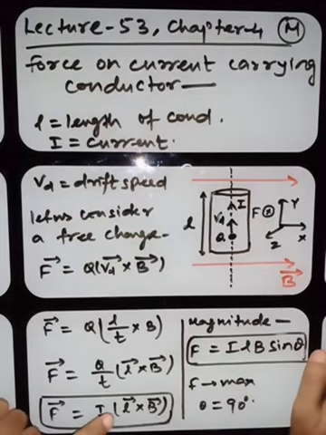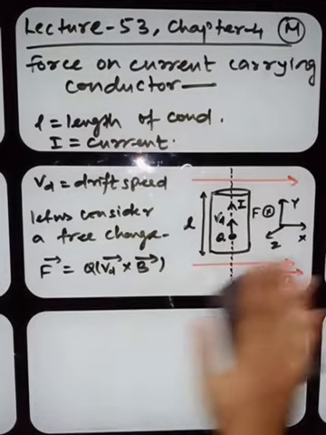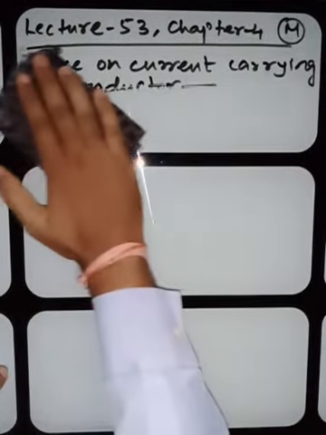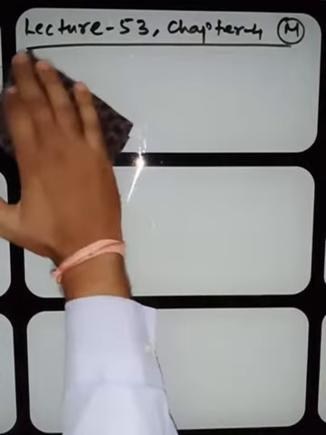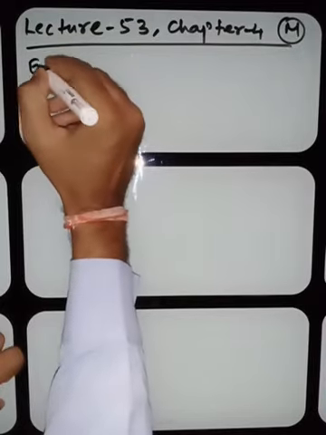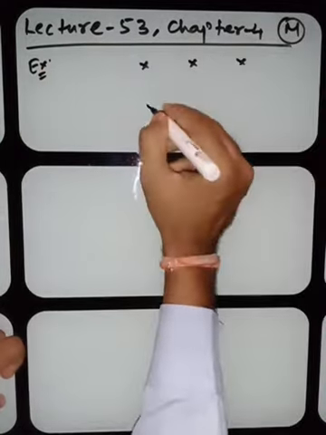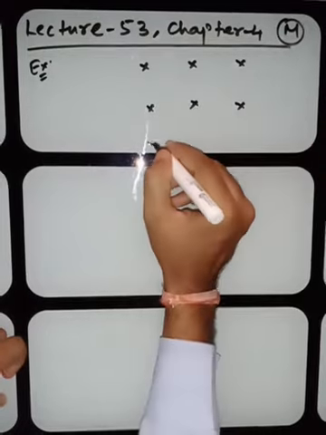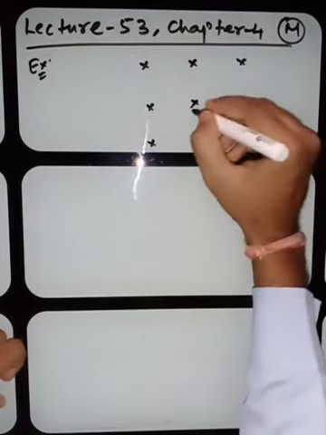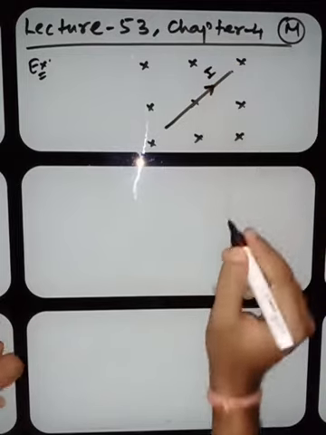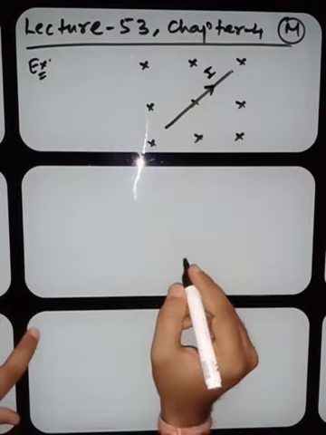But this is a very important formula. I L sine theta. You have to remember. I L sine theta. Okay, to find the direction, this is the direction of magnetic field, and this is the conductor. The current is flowing in this direction. Okay, could you find the direction of force?